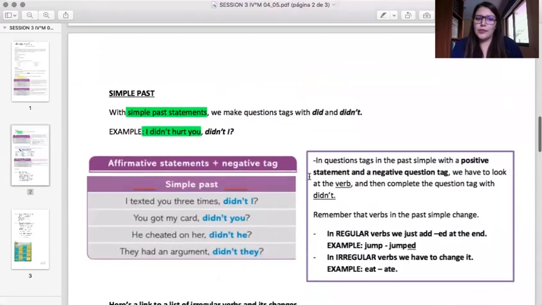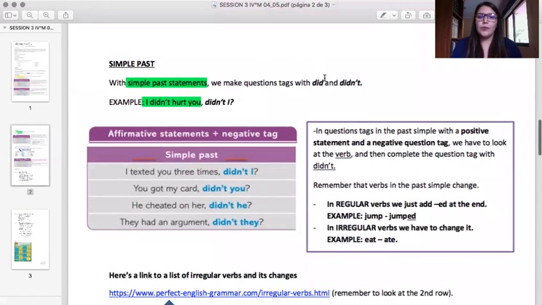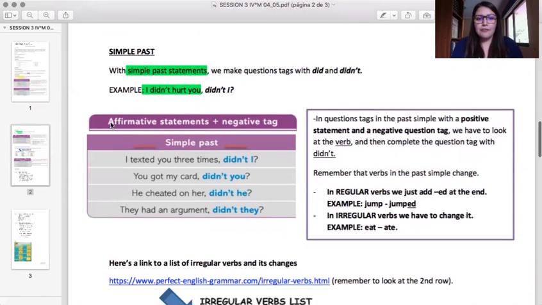We move on to the simple past. Here we have to use did and didn't to form the question tag. For example, I didn't hurt you, didn't I? In affirmative statements and negative question tags, we have to look at the verb and then complete the question tag with didn't. Okay, I texted you 3 times, didn't I? I have the positive here and the negative here.